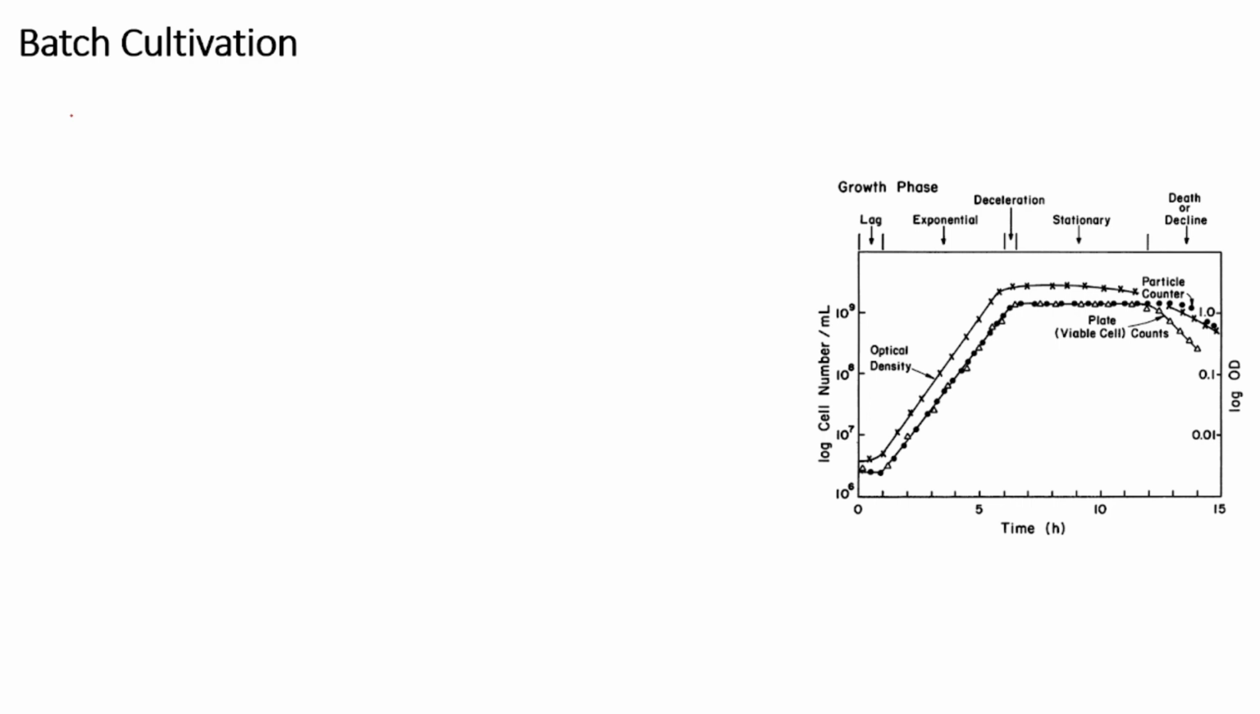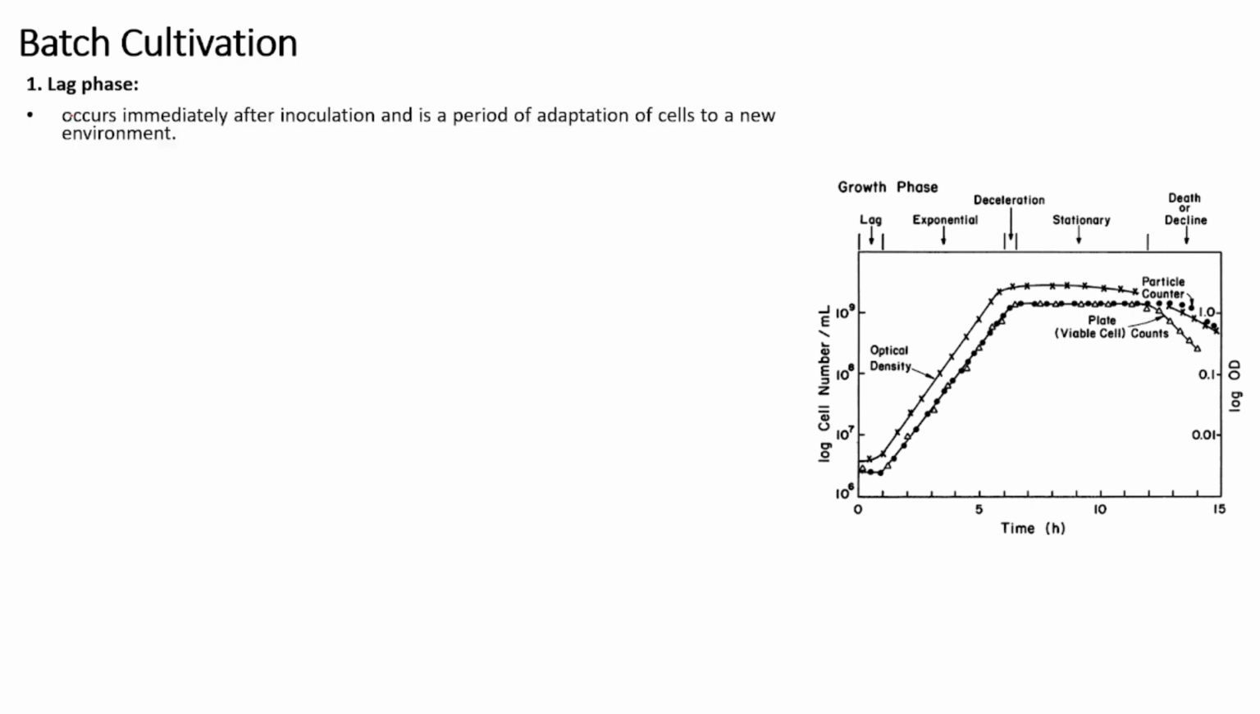Number one is the lag phase. So what is lag phase? Like when you add cells to a culture media, what happens? This type of phase occurs immediately after inoculation and is a period of adaptation of the cells to the new environment. That means when you add new cells to a media, the cells take some time to adapt to the new environment. Okay, immediately after inoculation. So that time, that phase is called as a lag phase.